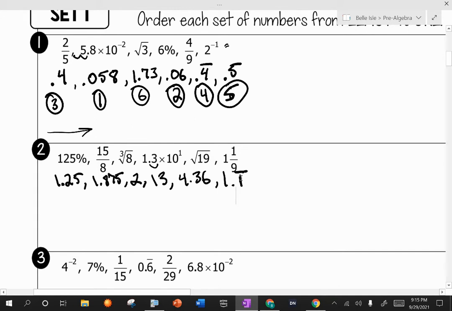Okay, now we just need to order them. So 1.1 repeating is going to be my lowest number. 1.2 will be my next one. 1.875 will be my next one. Then we've got 2, 4.36, and 13. And again, you are welcome to rewrite them out here.